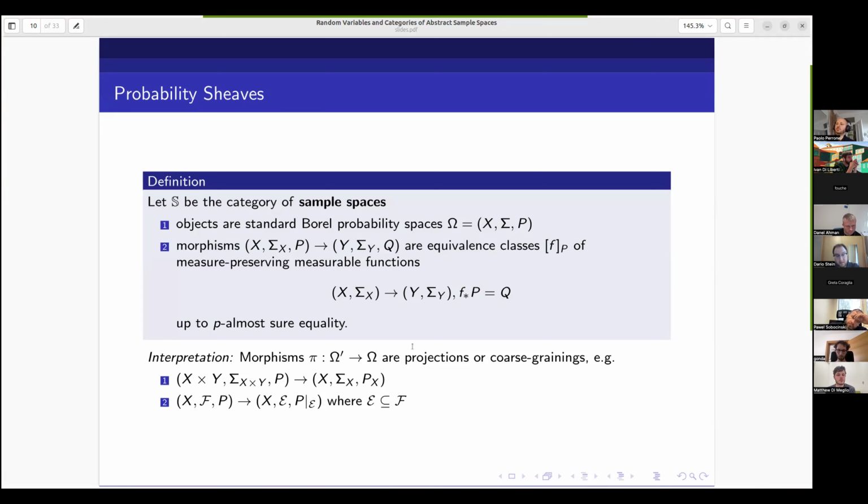And what's the interpretation of a morphism? So these morphisms of sample spaces that we described, they're a bit like surjections. So a prototypical example is this. We have a sample space that is a product of two things, x cross y, and then we take the morphism that projects out the y and just gives us x. It's this projection-like thing where we lose information. Or if we have a sample space with a larger sigma algebra, we can restrict the sigma algebra and have less information. So these morphisms are sometimes called coarse graining.